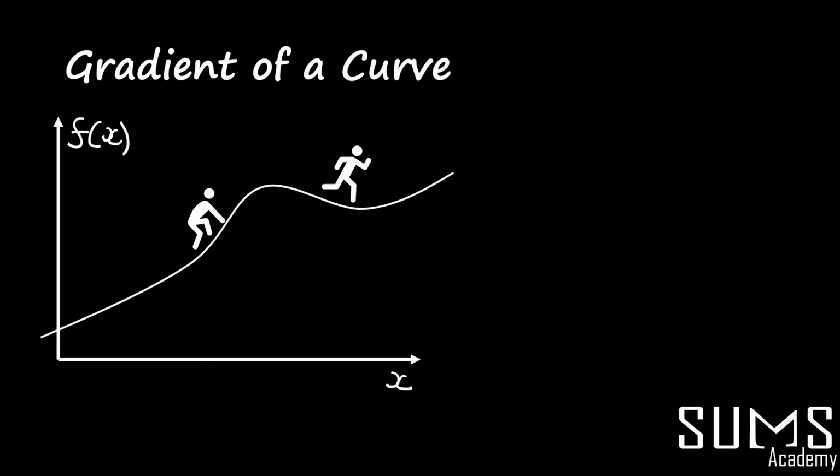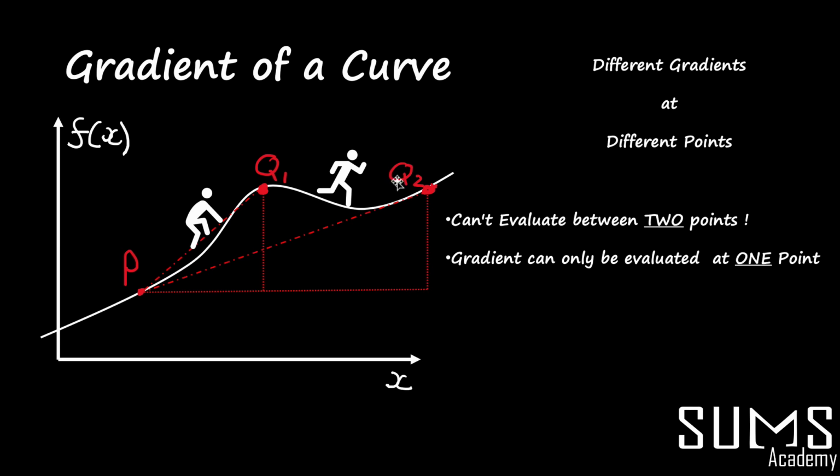So what do we have to do? We have to just evaluate at one point. So again, re-illustrating this point, there are different gradients at different points. You can't evaluate between 2 points like you would with a straight line, because the gradient between P and Q1 is going to be different from the gradient between P and Q2. So the gradient can only be evaluated at one point.